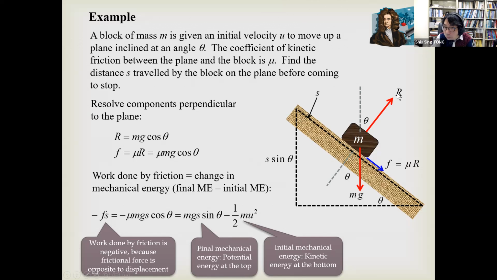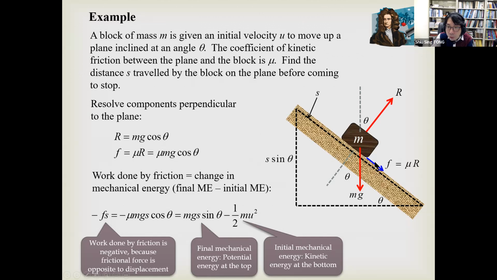But since the block is not moving in the direction perpendicular to the inclined plane, the normal reaction R must be balanced by the component of gravity, mg cosine theta. Okay, so R is equal to mg cosine theta because there's no motion in a direction perpendicular to the plane. So the components along this direction must be balancing each other, and so R is equal to mg cosine theta.